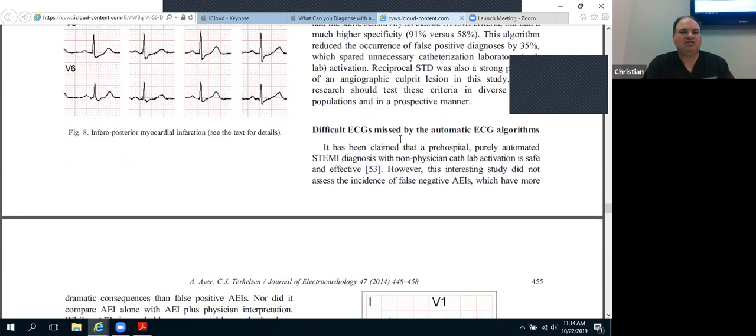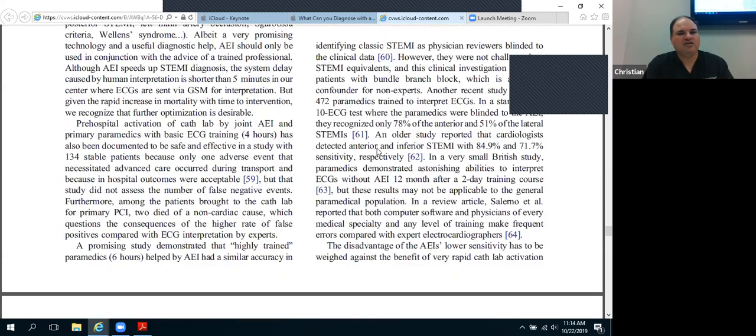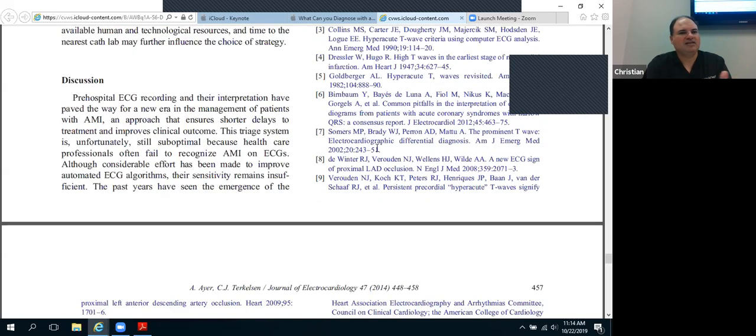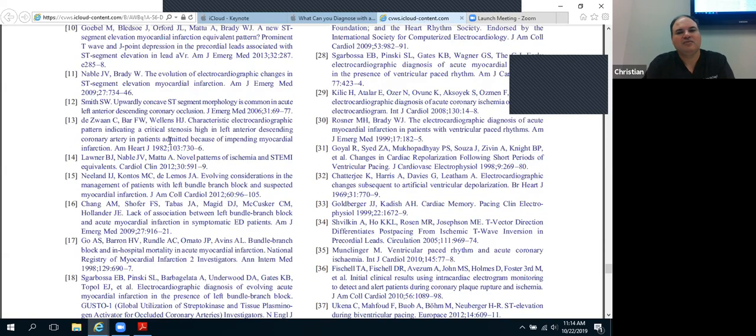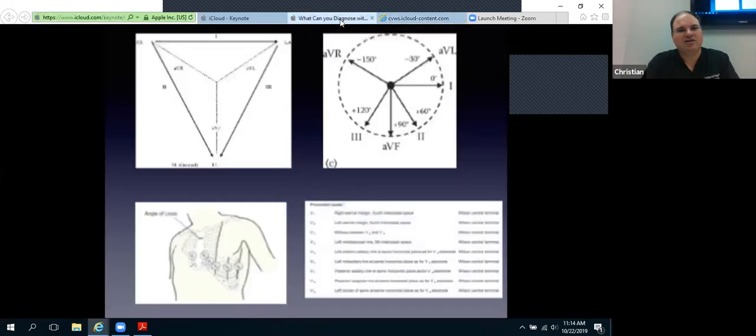And then these are ECGs. It goes into difficult ECGs that are missed by automatic algorithms, which are all the ones that we just mentioned. And that's pretty much it. The major point here was that over and over again the diagnoses were made based on serial EKGs, not just on one. So it's a blind spot for everybody, and we need to address it. Otherwise, just like a blind spot in your car, you're going to have accidents.